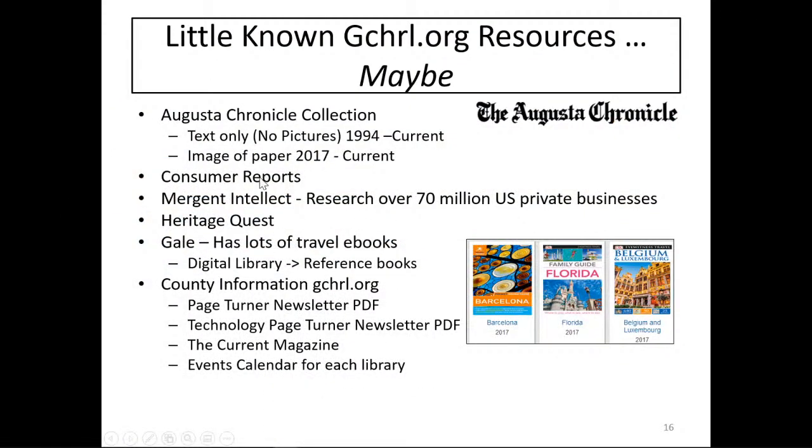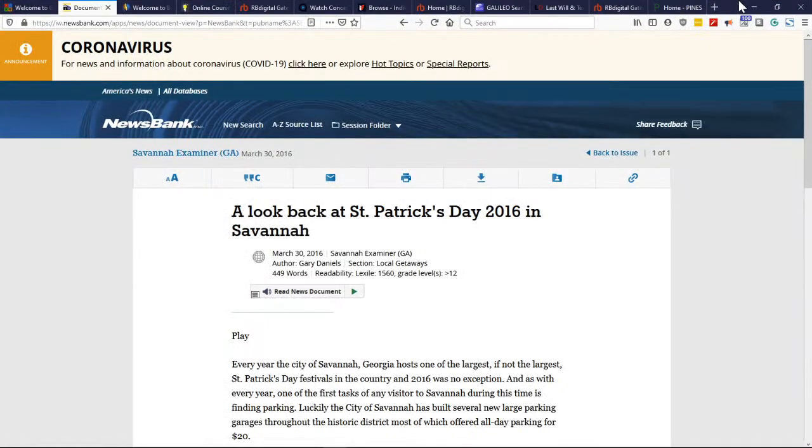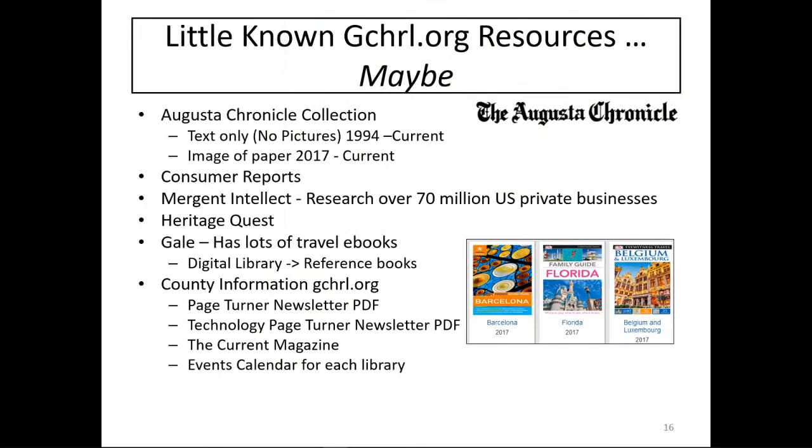Of course, we point out this. The Merchant Intelligent is a great resource if you're looking up private businesses. You can access that through our website. Heritage Quest is available if you're looking up the genealogy as well. And if we go search Gale, I'll pull that up.